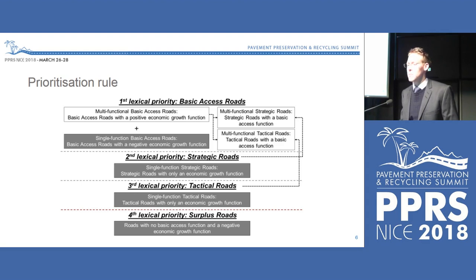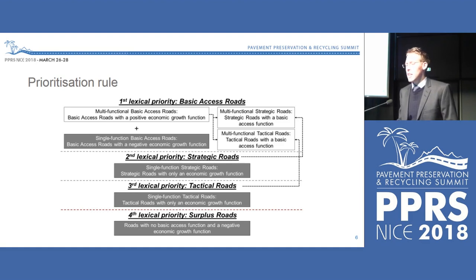Then there's single function basic access roads. These are roads which purely perform just a basic access function and in fact make a negative economic contribution. These are roads which we'd like to minimize as they detract resources from more valuable roads. And as a side exercise to doing that, we have optimized service center locations to try and put service centers in the ideal location to minimize instances of single function basic access roads.